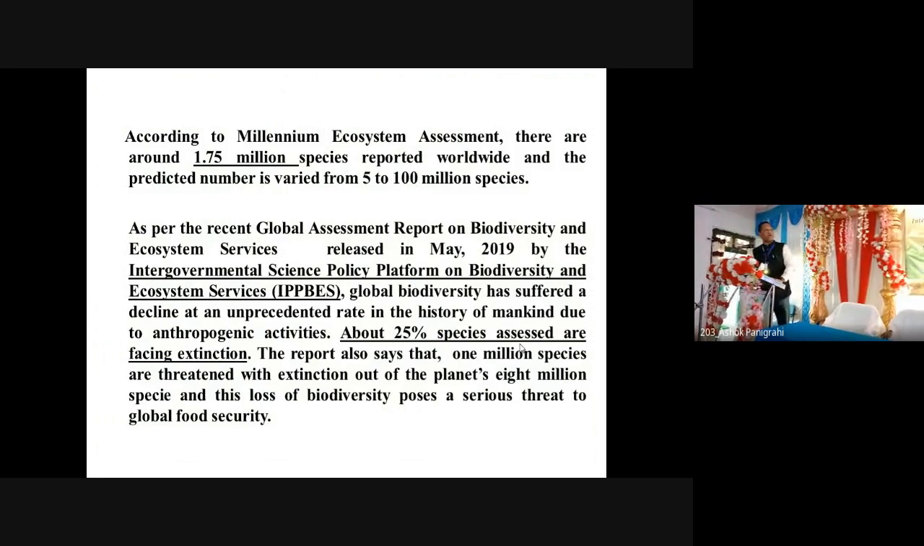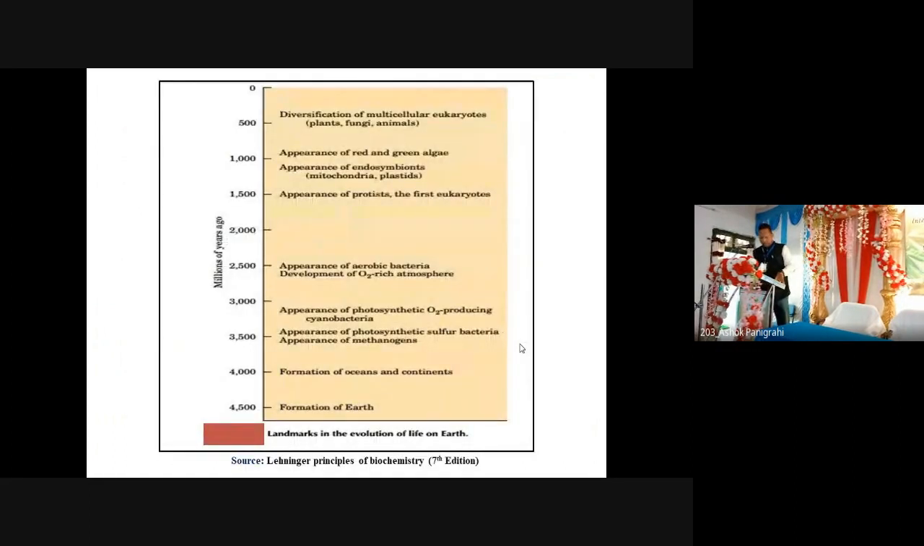There are around 2.5 million species described, but the predicted number is 5 to 100 million species. Every minute we are losing organisms without understanding their value. Let me move fast. When the Earth was formed around 4.5 billion years ago, and life appeared around 1.5 billion years ago, today we are saying that there are around 10 million species. How is it happening? What is the driving force behind it? We need to understand.